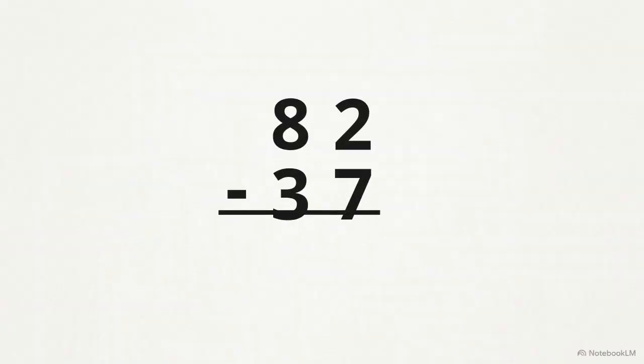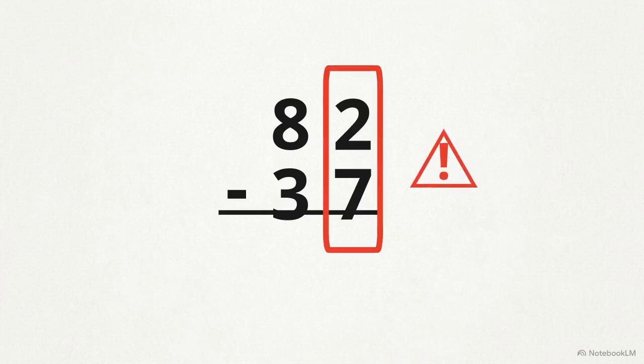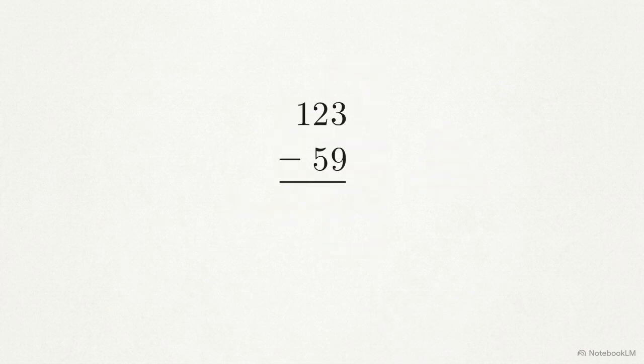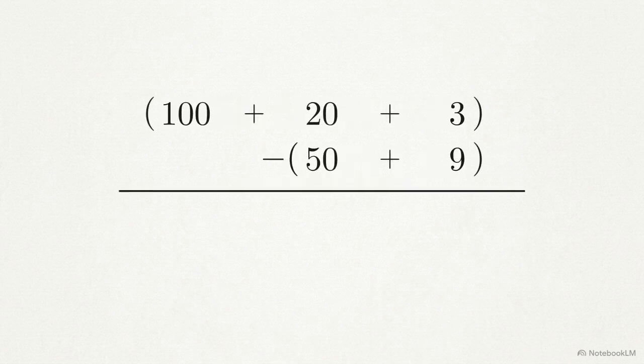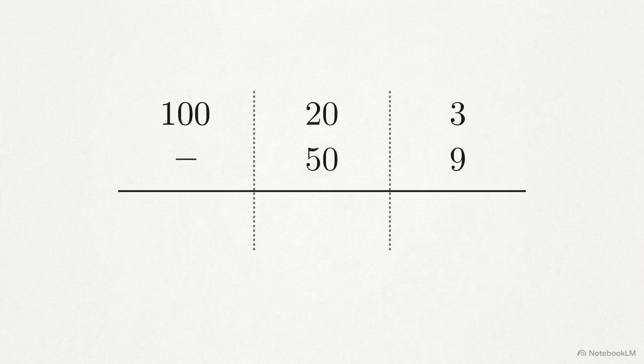Subtraction introduces a specific friction point. The left-to-right process seems to stall when a digit in the top number is smaller than the one below it. Consider 123 minus 59. We solve this by expanding both numbers into their full place value forms and stacking them. 100, 20, and 3 sit directly above 50 and 9. Now we subtract straight down the columns.